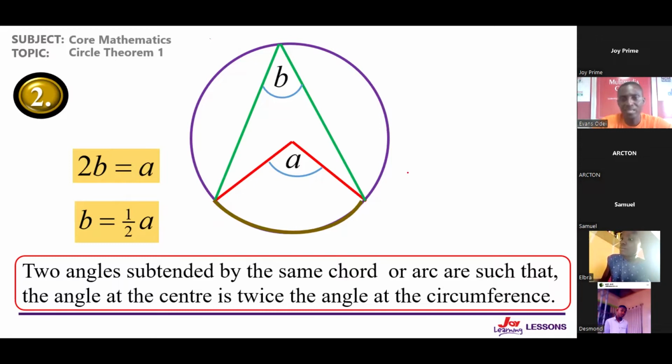Once again, we have a circle, we have a center, we have an angle subtended by the chord to the center. We subtend that same angle from the same chord to the circumference, and they have something in common. Now let's use GeoGebra to demonstrate this, to see whether what we are saying is true.